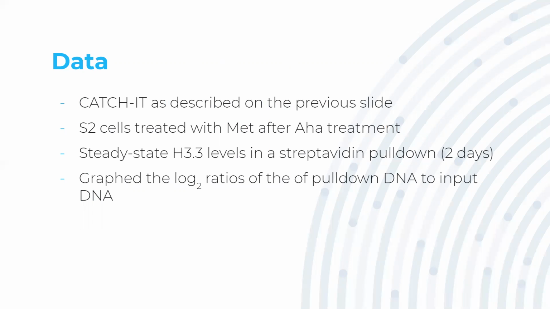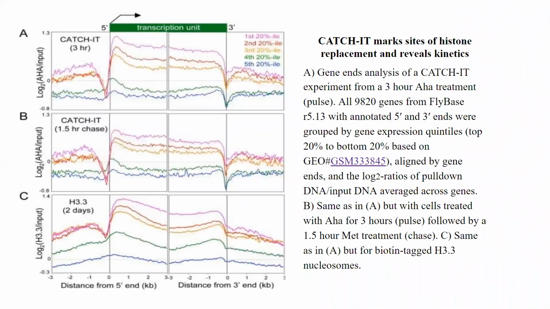And then they compared that to H3.3 steady state levels, which is the first approach that I mentioned earlier that took 2 days. And then when all of the arrays were done, they lined up the DNA, and then they took the log2 ratios of pull-down DNA to input DNA. So those are the graphs I have here. The top line, the pink one, is the genes that are expressed the most, and then it decreases. The blue line, the bottom one, is the genes that are expressed the least.